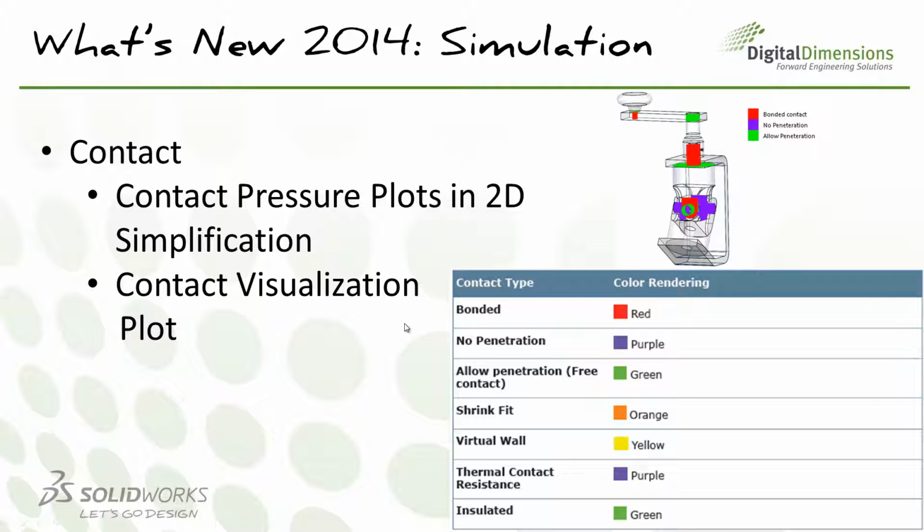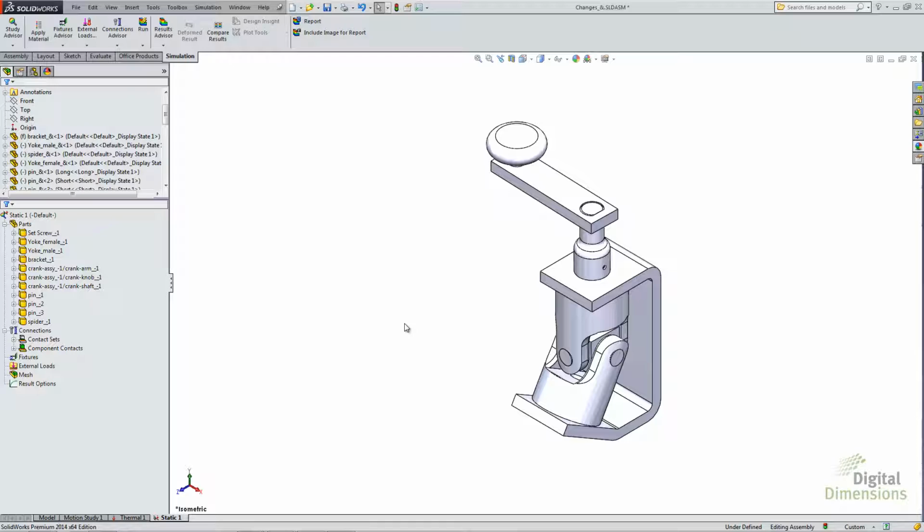Next, let's talk about being able to detect contacts in our different studies. Up until now, being able to define and review the different contacts, whether it be allow penetration, virtual walls, or bonded contact sets, all had to be done using the design tree, highlighting different constraints in the tree, and then looking at them in the graphics area. In 2014, we can use the Contact Visualization Plot to inspect all contacts created in a model. To generate this plot, simply right-click on the Connections folder and choose Contact Visualization Plot.